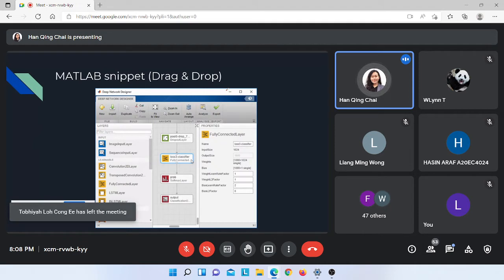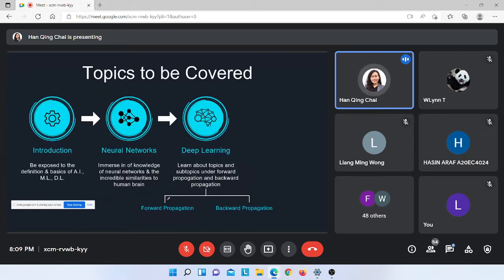Going on next, I just mentioned the Azure Machine Learning Snippet, which is one example. This is another example. For those of you who are university students, some of you are quite familiar with MATLAB, which also allows a drag and drop approach. This is called the Deep Network Designer, and you can see there are also functions to import and so on. Okay, so this is basically an overview.